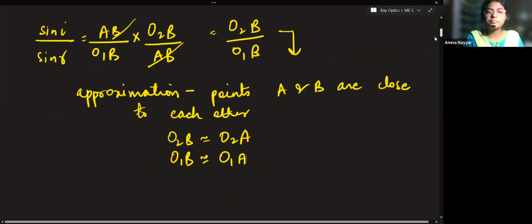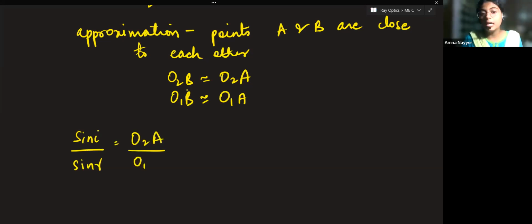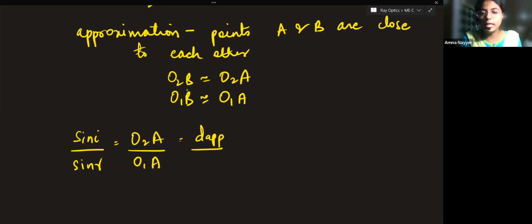So see, sin I by sin R is equal to O2A by O1A. O2A was the smaller one, that was the apparent depth. O1A, this was the greater one, that was your real depth. Fine. So D apparent by D real is sin I by sin R. Now, what was Snell's law? What was Snell's law?